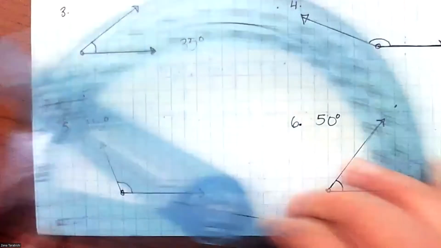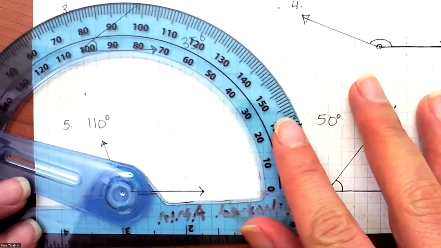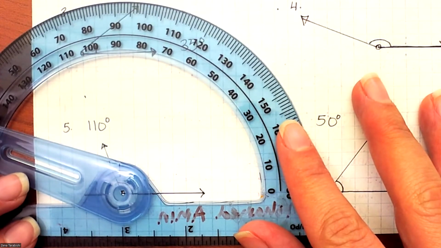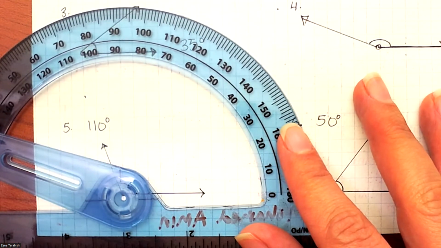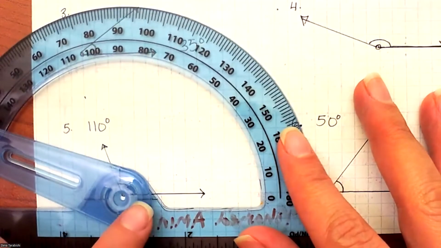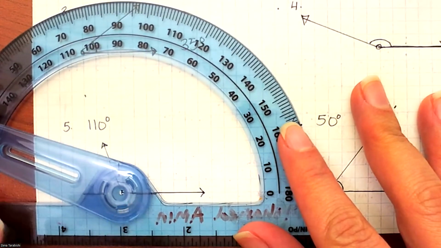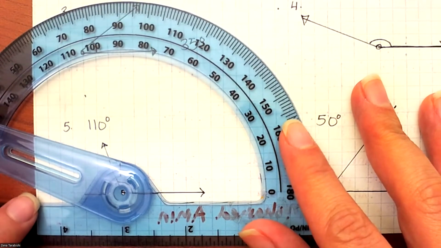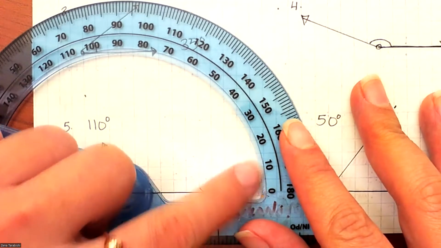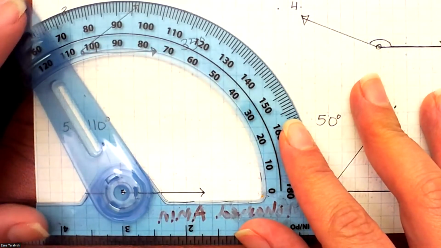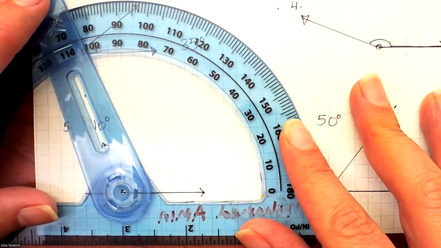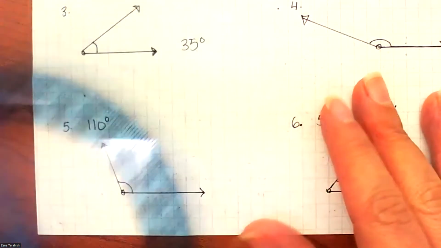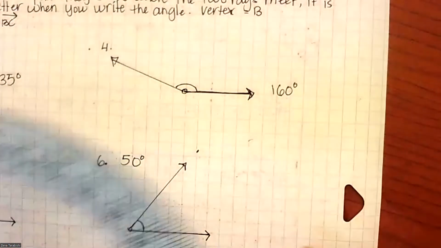For number 5, we're going to line it up again, just like that. So get the vertex in place, line up your line with the line that's on the protractor. So you see that one right there. You want it to fit completely over your line. Now we know, again, we're using the inside measurements. So we're going to trace all the way around the inside. My inside measurement here points at 110 degrees. So I know that this angle measures 110 degrees.